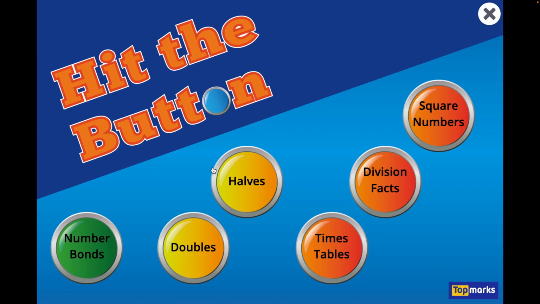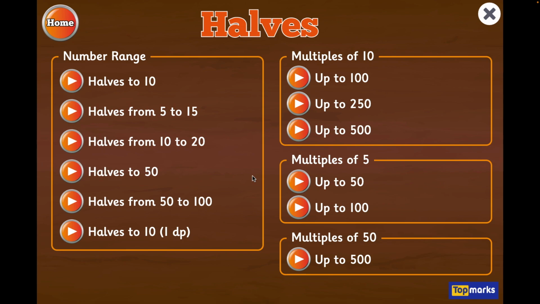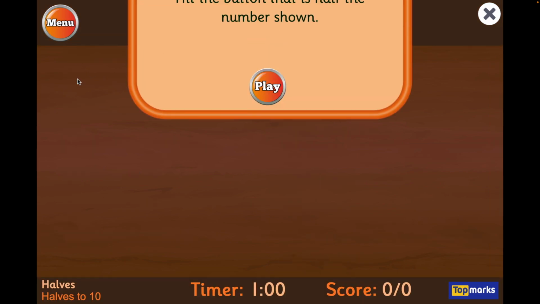All right, next are halves. So opposite of doubling, we're going to have different numbers. You have the same options. On the left, the number ranges. On the right, your different multiples. So let's check out halves to 10.